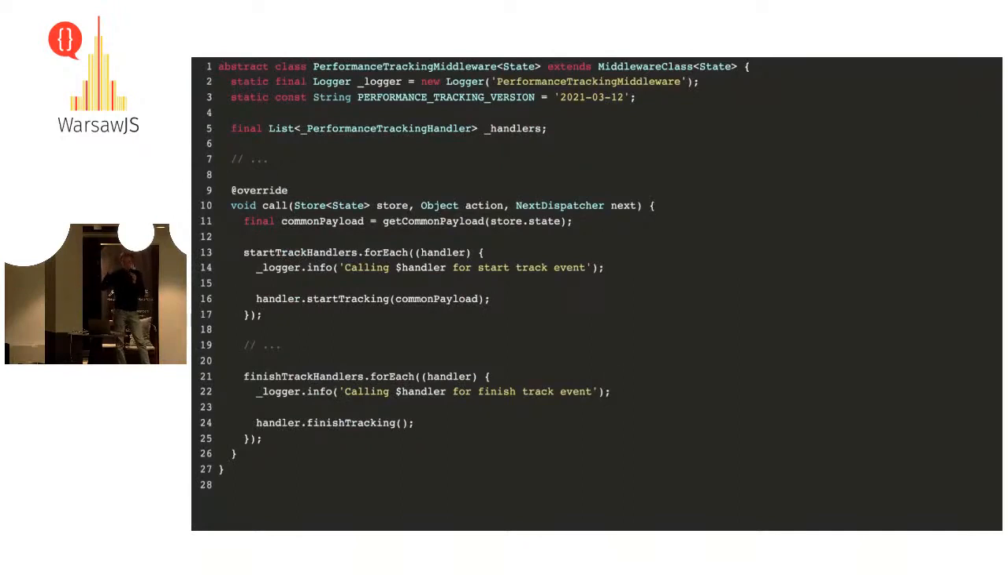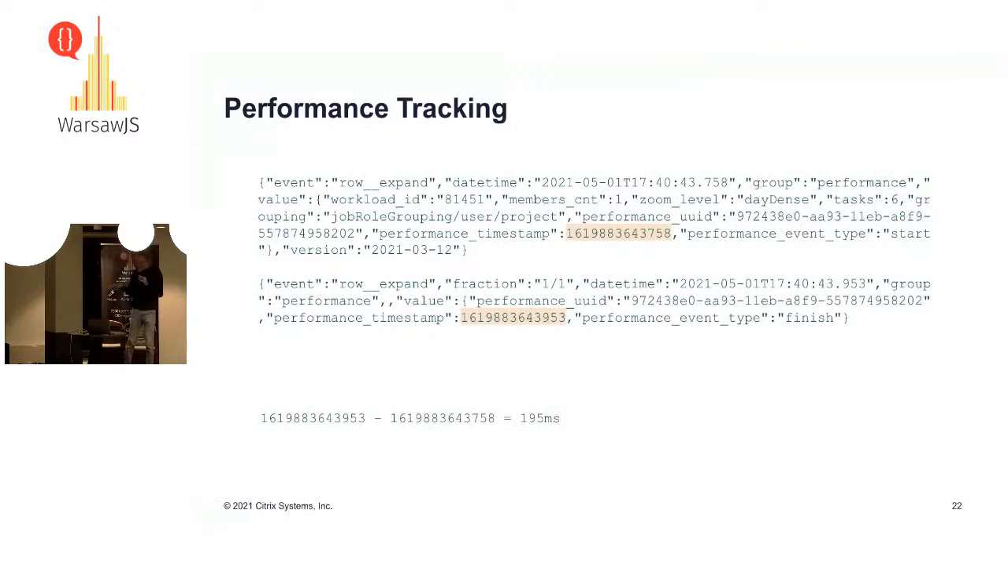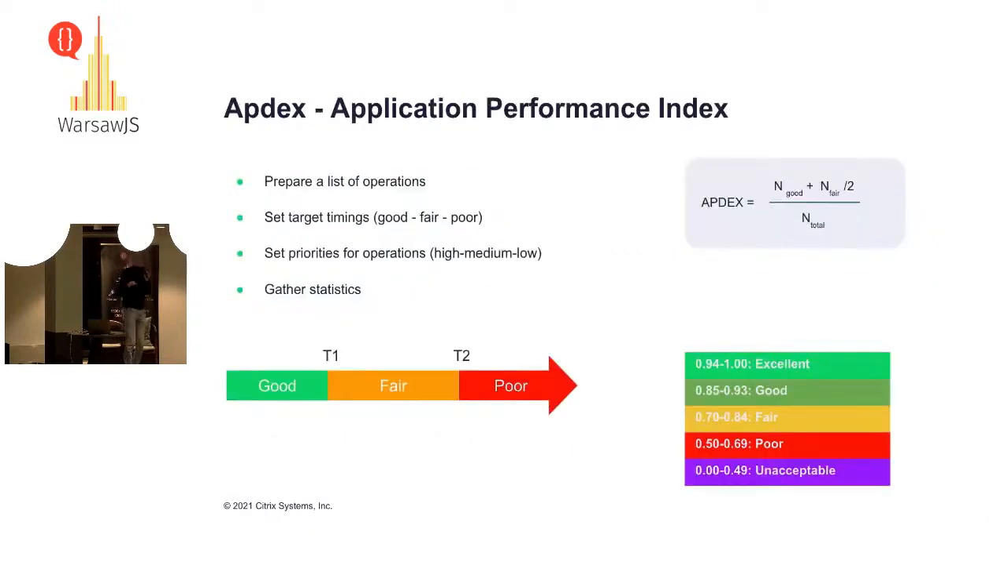It just starts tracking when it receives the start action and it ends tracking when it receives the end action. So basically it looks like that. Two timestamps, and the difference is the time of execution of this operation. And when we got the numbers of operations, what we did, we set up the metric.